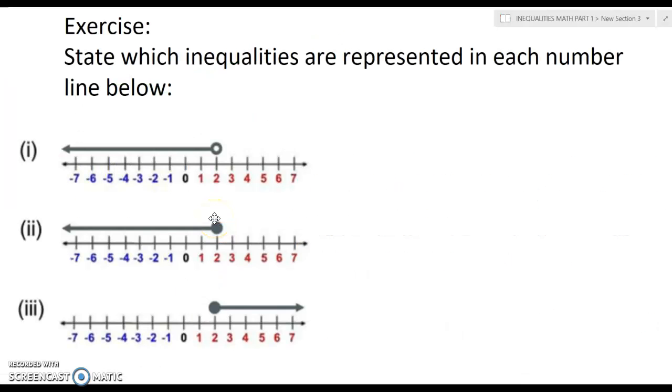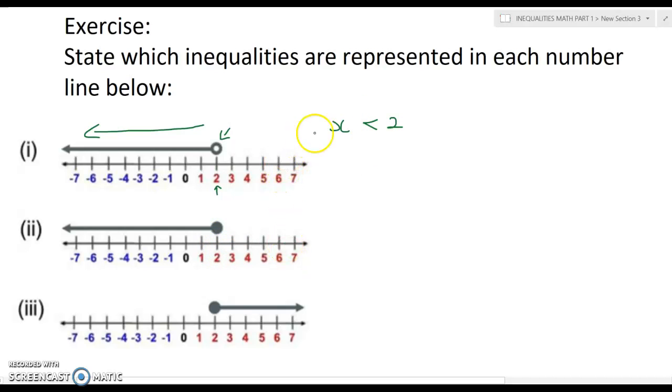So let's look at this exercise. State which inequalities are represented in each number line below. Let's look at number 1. We started with 2. So x, is it less than or equal to? We are going towards the left side, where the numbers are getting smaller, and it's an open or unshaded circle, so it's x is less than 2.